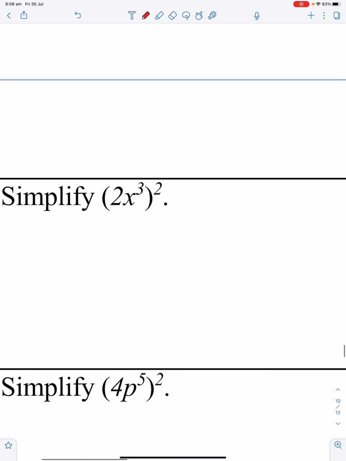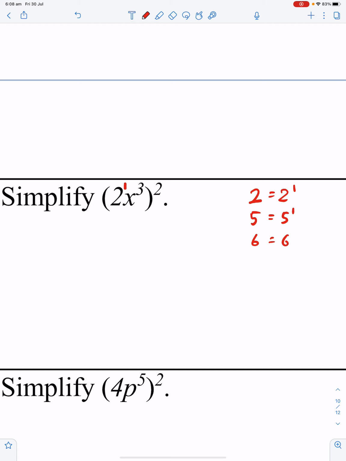So ask yourself, the number 2, what power could you put here? Well, 1, because 2 to the power of 1 is the same as 2, right? I could take the number 2 and I can write it as 2 to the power of 1. I can take the number 5 and write it as 5 to the power of 1. I can take the number 6 and write it as 6 to the power of 1.